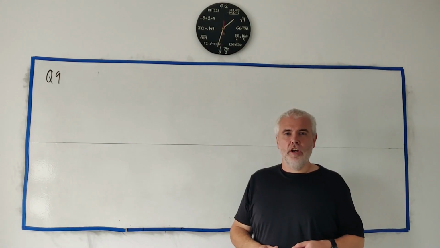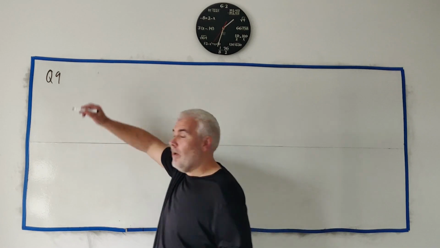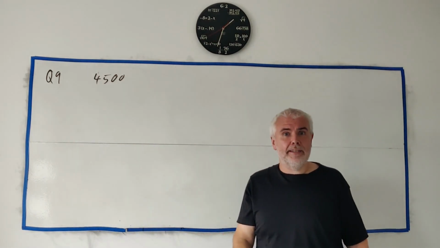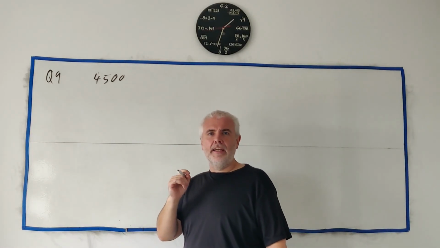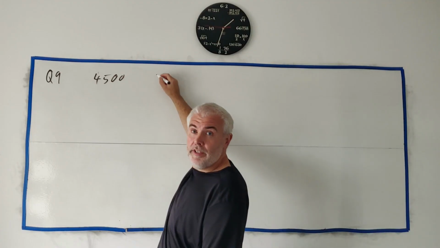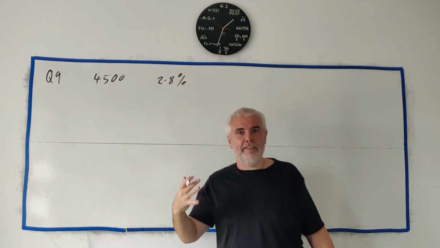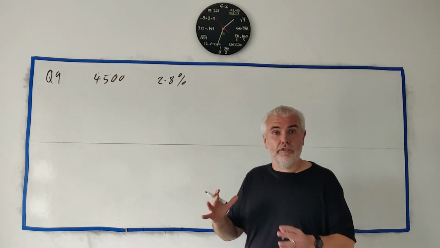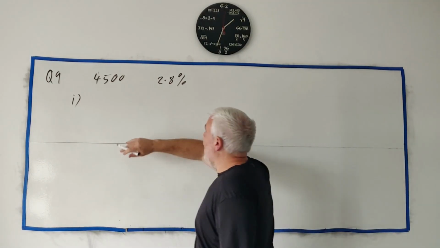Question 9 starts off with a question about someone saving money. They have €4,500. They put it into a bank and they get a savings rate of 2.8%. And basically we're asked how much will they have after 1 year, after 2, after 3, something like that. Part 1 just starts with 1 year. How much will they have after 1 year?